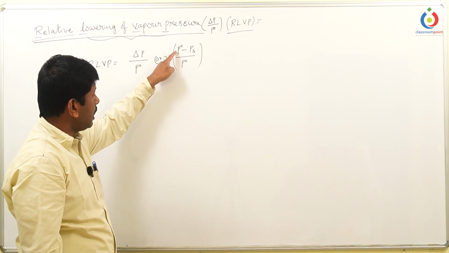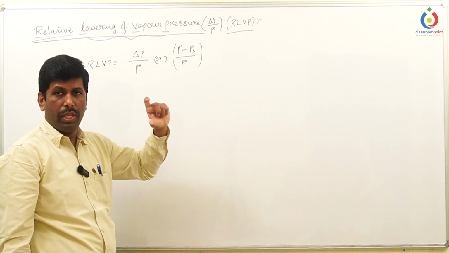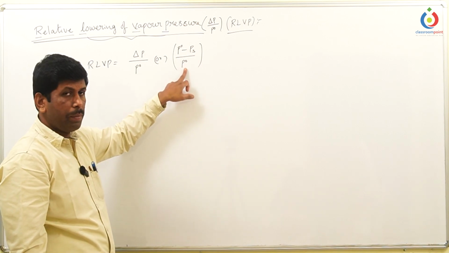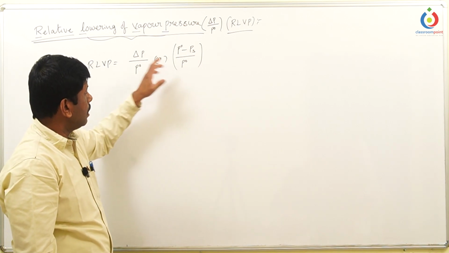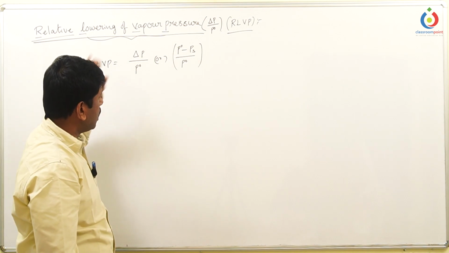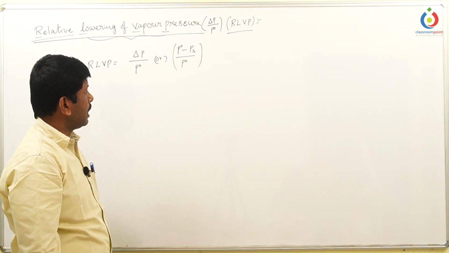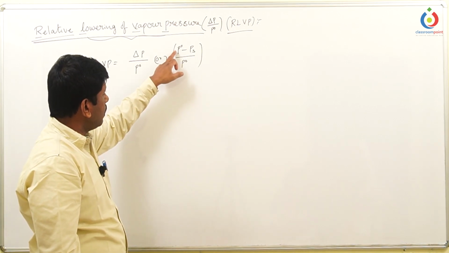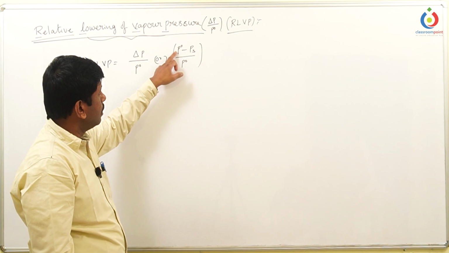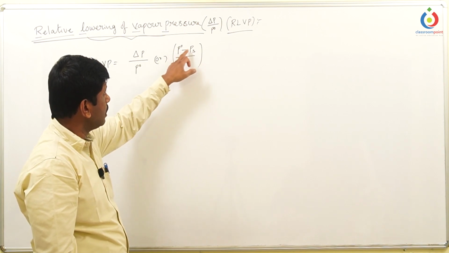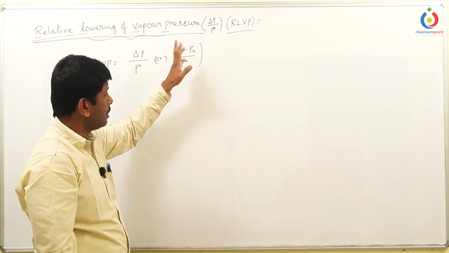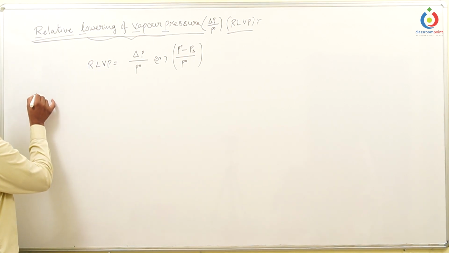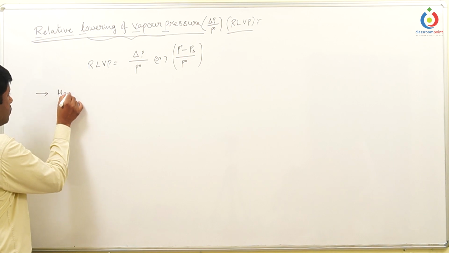So every time we take the ratio of the decrease in the vapor pressure values with respect to the vapor pressure of the pure solvent. That is what is called the relative lowering of vapor pressure. Now, what other factors can we understand from it? Relative lowering of vapor pressure has no units. See here, P0 minus Ps gives the pressure units. Pressure by pressure is equal to no units. Atmospheres cancel out, so it has no units.